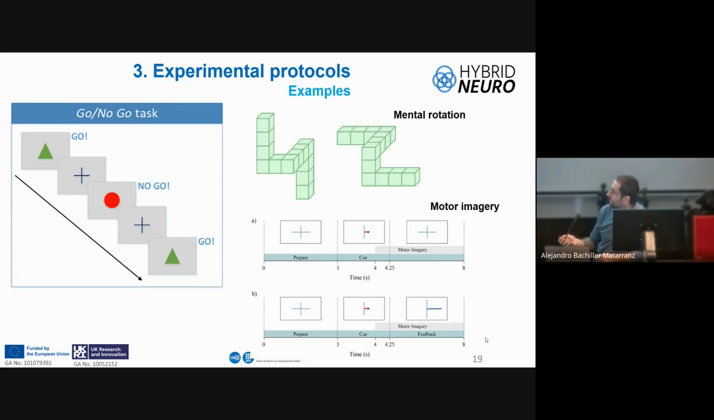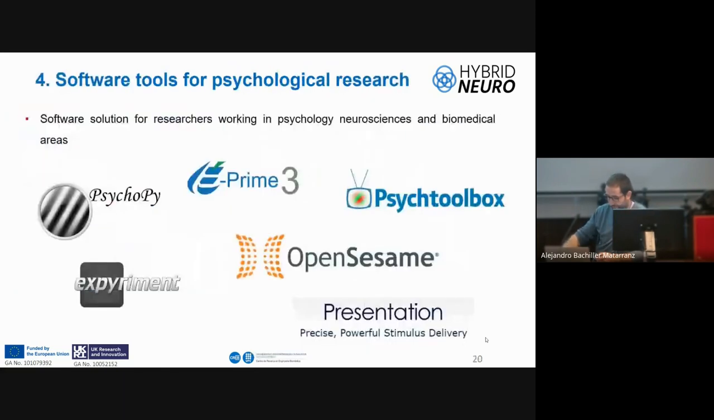And for example, here is another motor imagery task. You have a cue. This cross is to prepare for the order that arrives. Here they say that you must try to imagine moving the right hand, and here is the feedback. You can see without feedback or with feedback. In this case, it needs real time analysis.